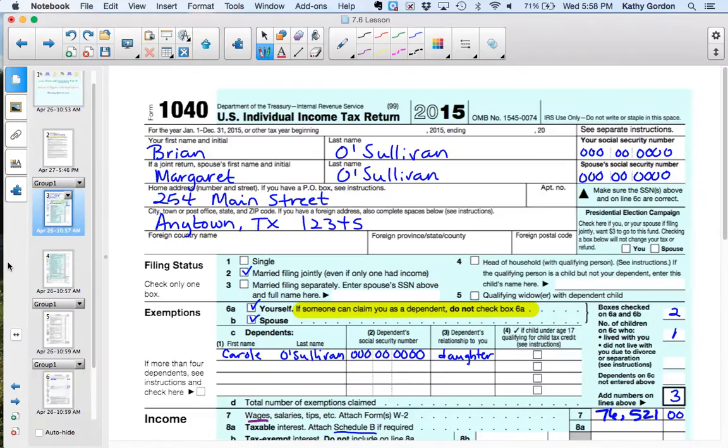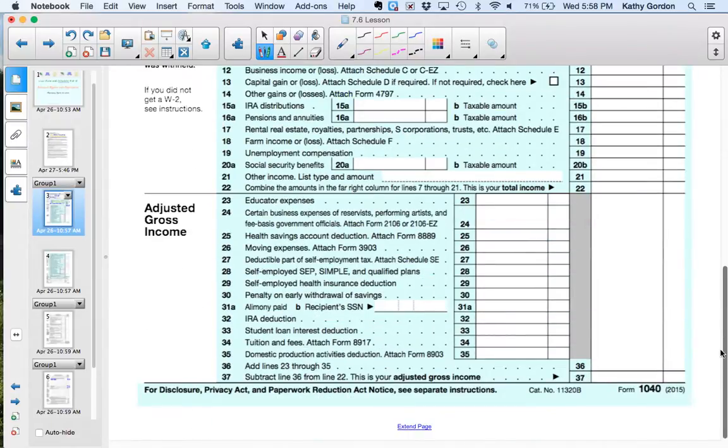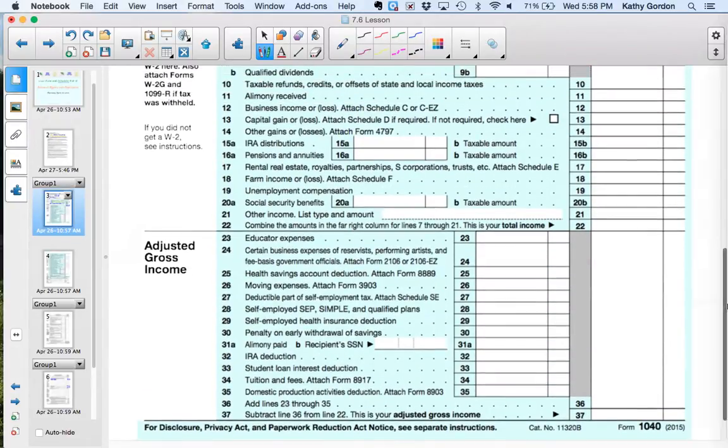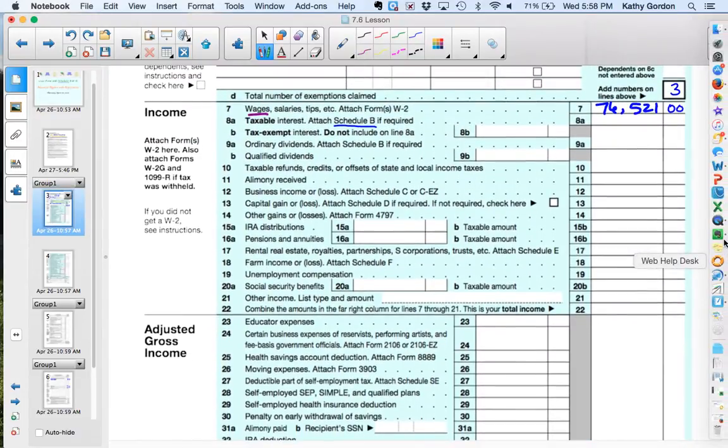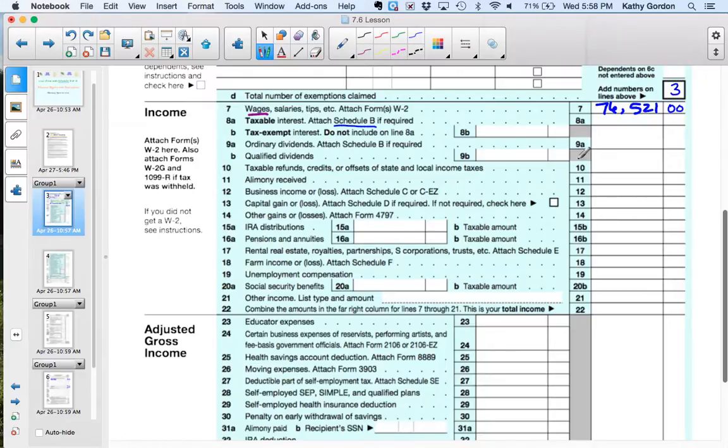Okay, so we go back to our form. Line 8A. Oh, a little too far. Line 8A, we will put our $1,689. That's what we've earned from interest. 8B is asking for tax-exempt interest. We have no information about that, so that'll be zeros.